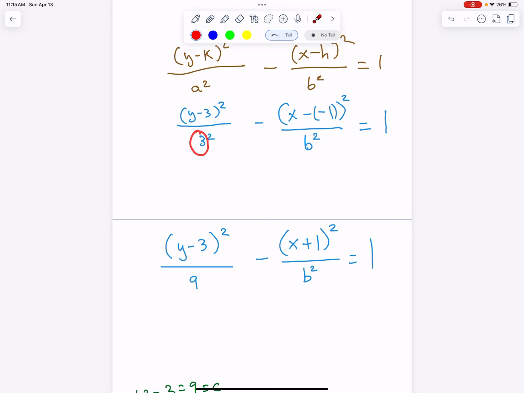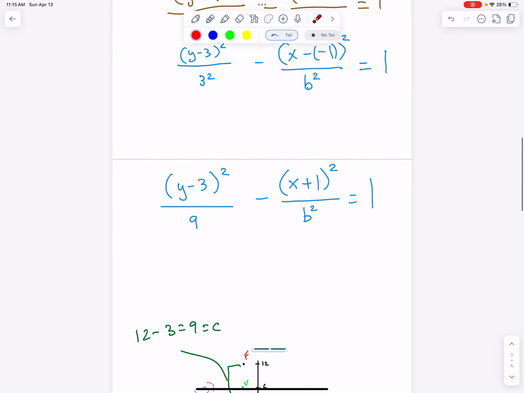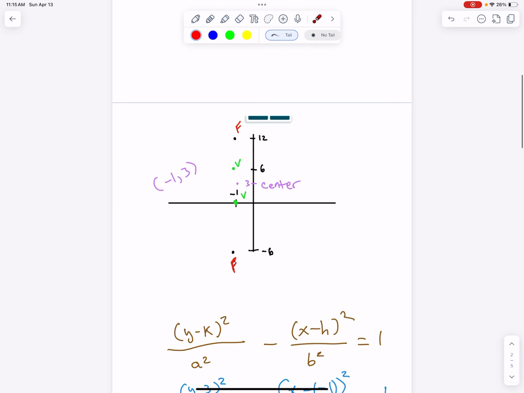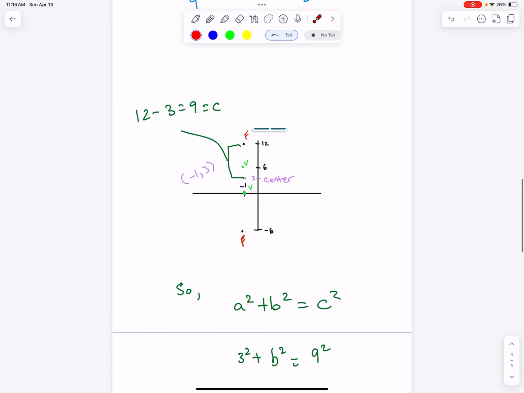We also know a is 3 because the distance from the center to the vertex is a. We don't know what b is as of now because we don't know how far from the center we protrude out. However, earlier we calculated c, the technical definition of which is the distance from the focus to the center. By the way, you can also go down, but I chose to go up because I think it's a little clearer. So again, 12 minus 3 would give me that distance, which is 9.